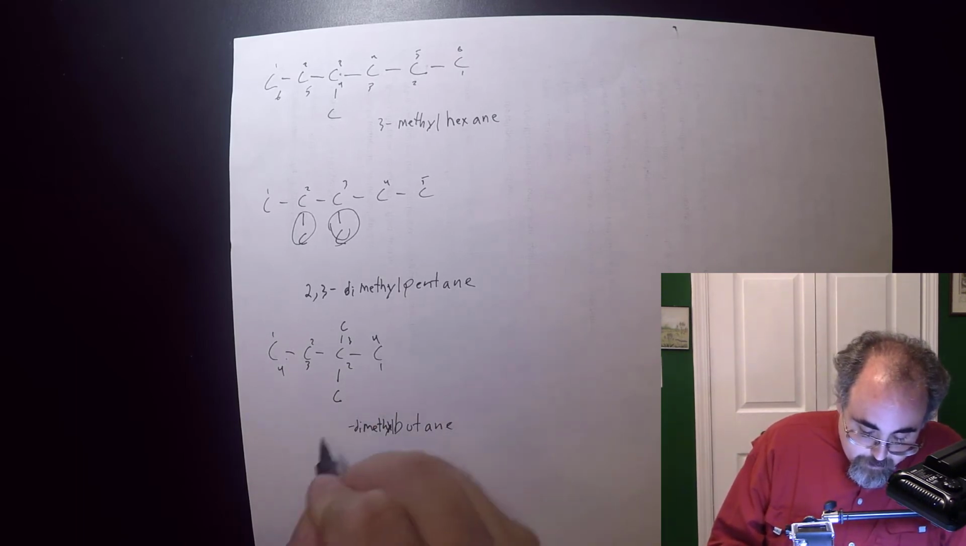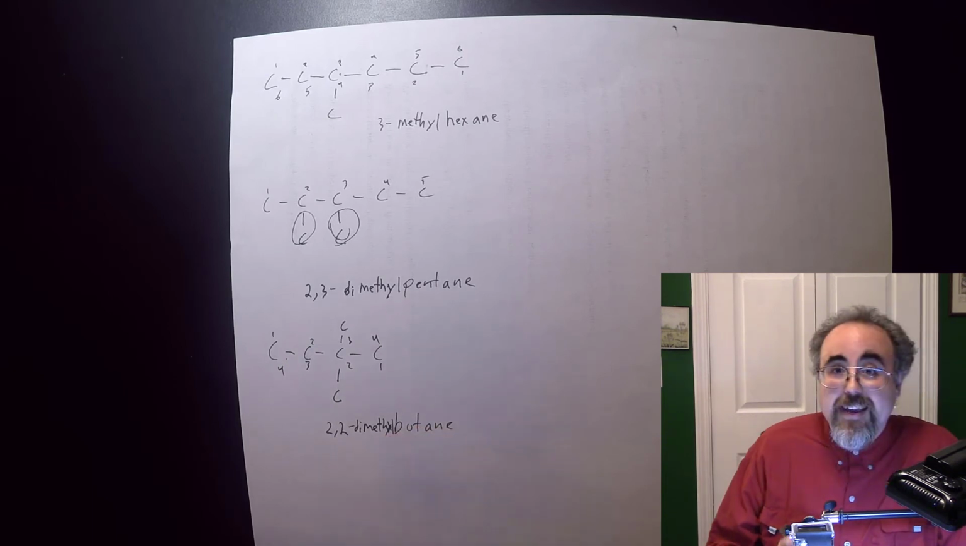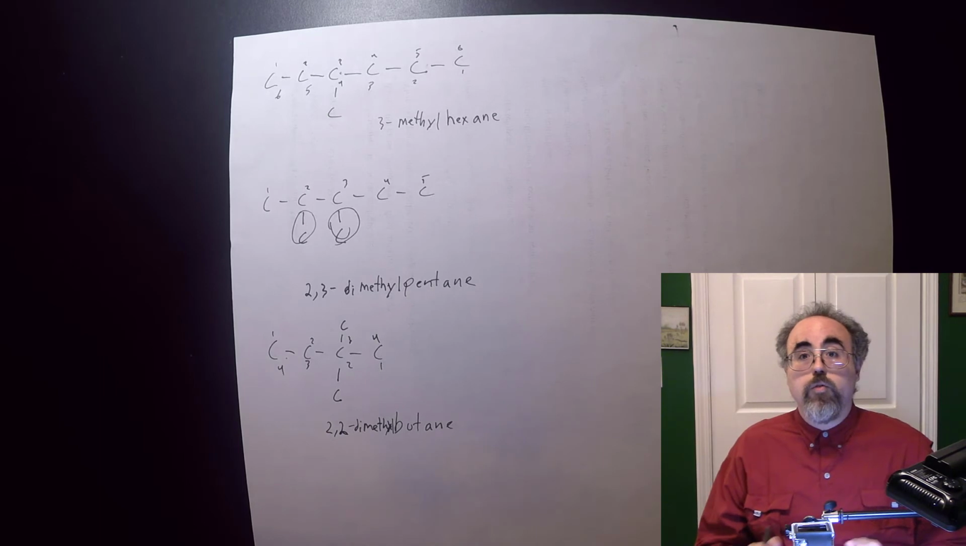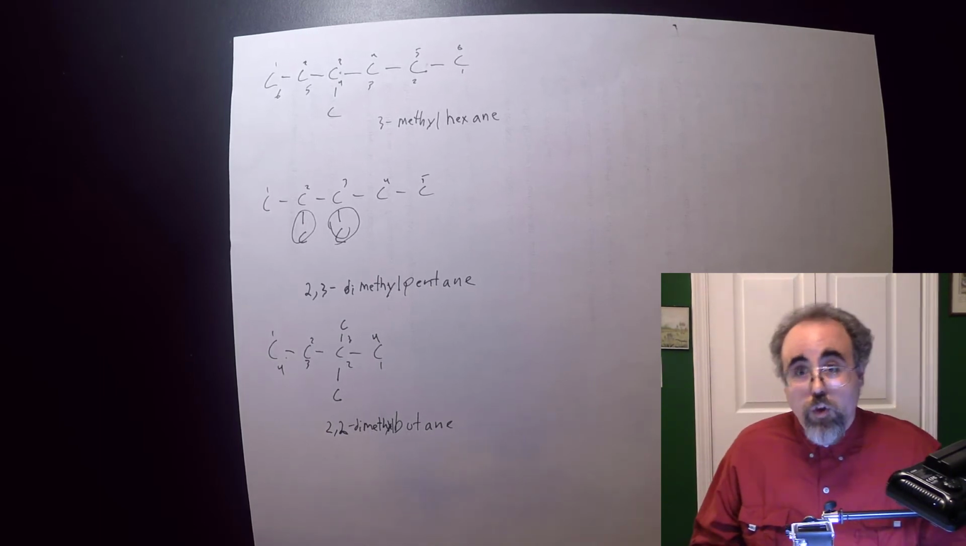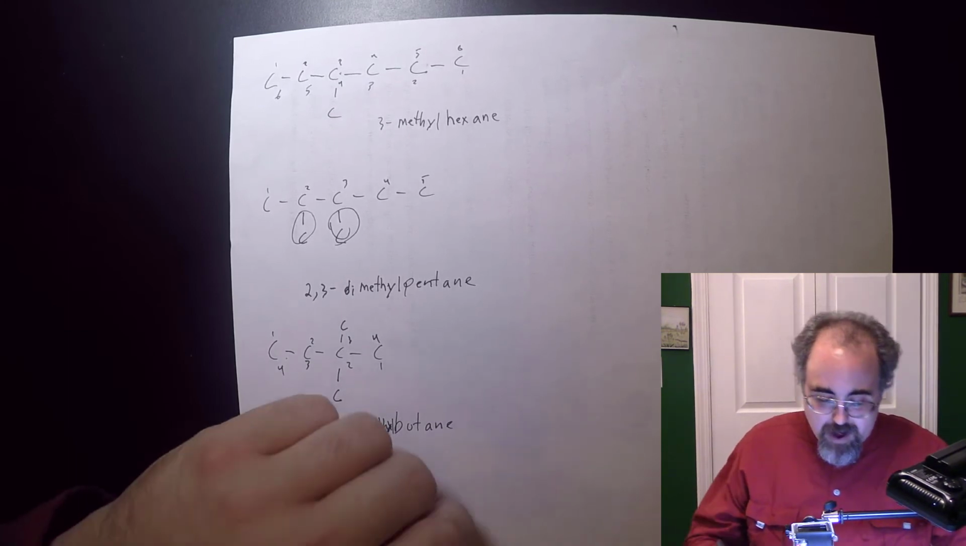Okay, so I've got a methyl group on the 2 carbon, and I have another one on the 2 carbon. Yes, you need to tell me that they are on the same carbon by saying 2,2-dimethyl. So it's not 2-dimethyl, it's 2,2. You got to tell me both carbons. Okay, so let's jump in for another one.